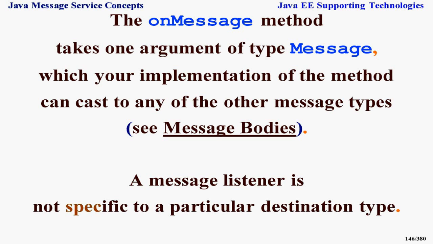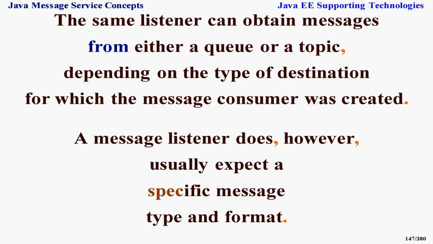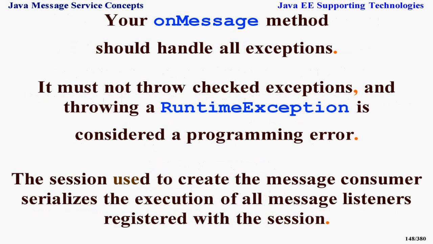A message listener is not specific to a particular destination type. The same listener can obtain messages from either a queue or a topic, depending on the type of destination for which the message consumer was created. A message listener does, however, usually expect a specific message type and format. Your onMessage method should handle all exceptions. It must not throw checked exceptions, and throwing a runtime exception is considered a programming error. The session used to create the message consumer serializes the execution of all message listeners registered with the session.